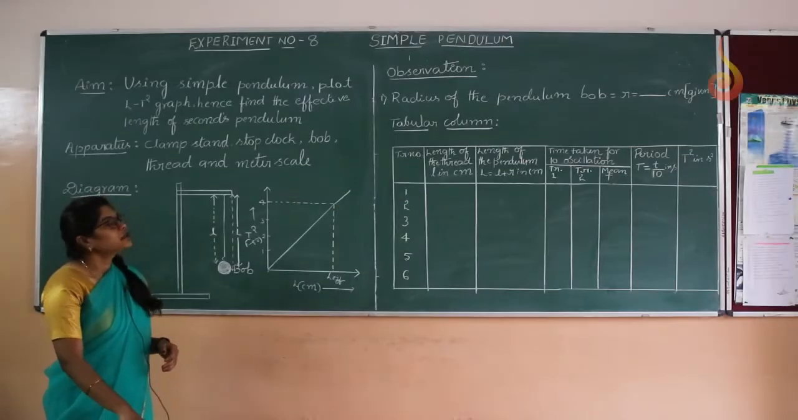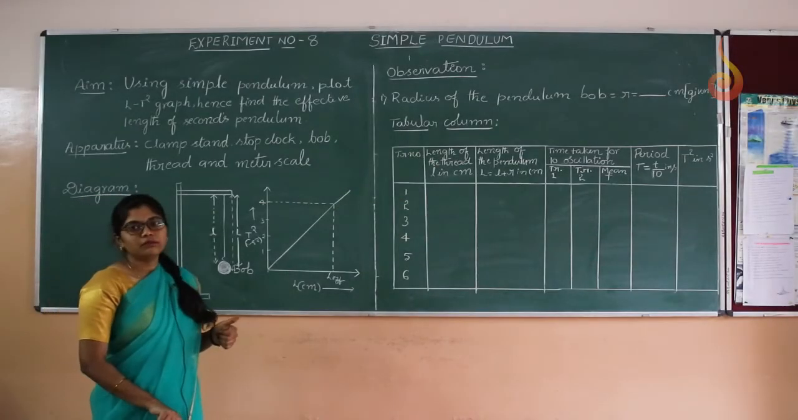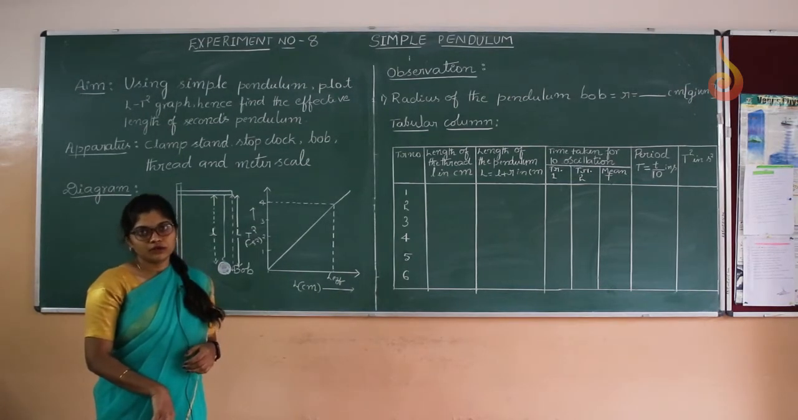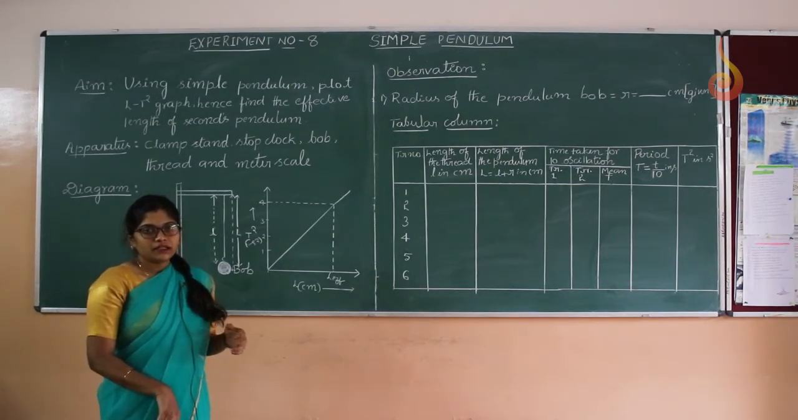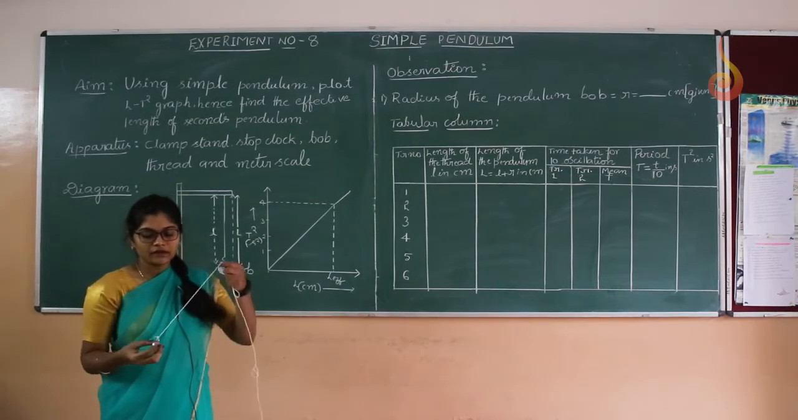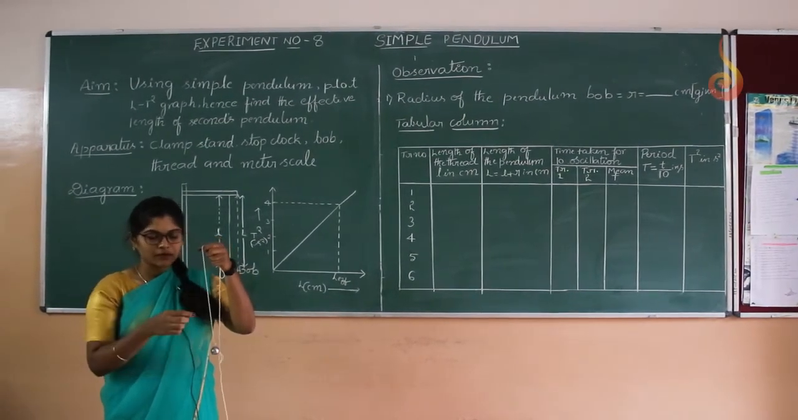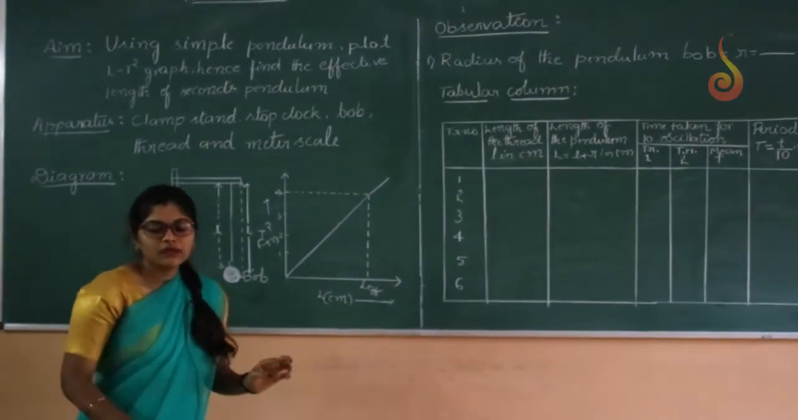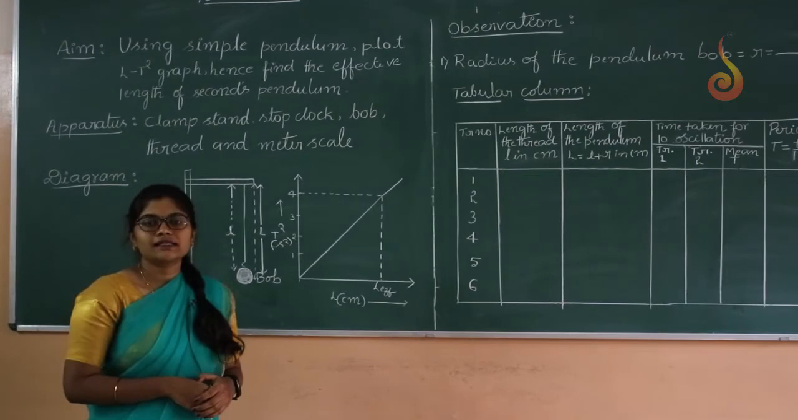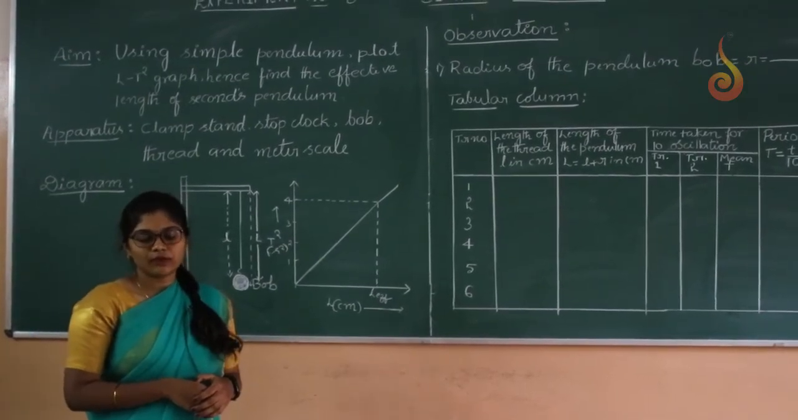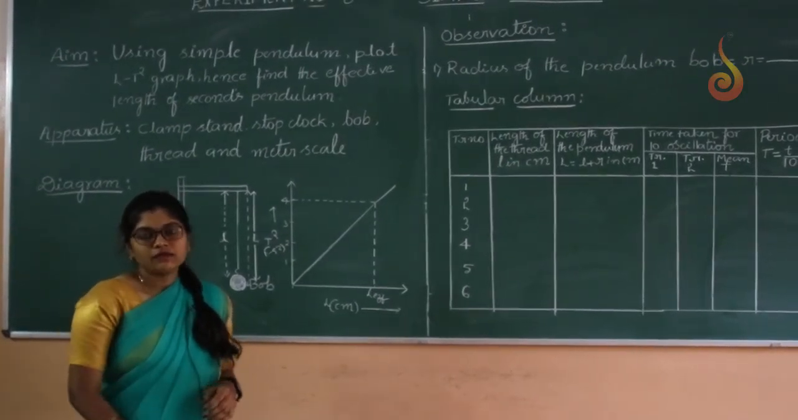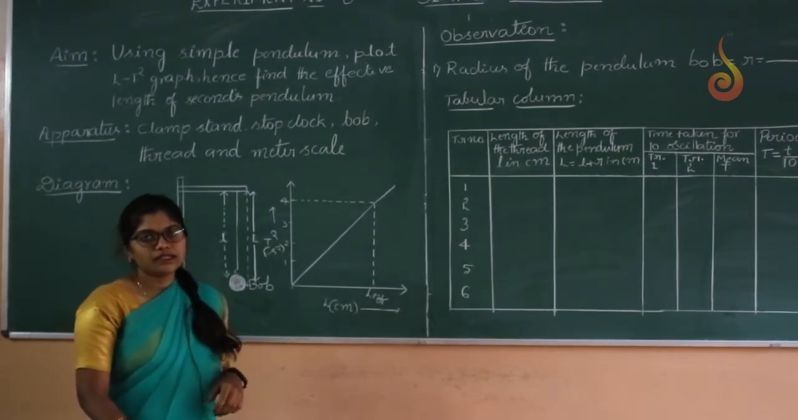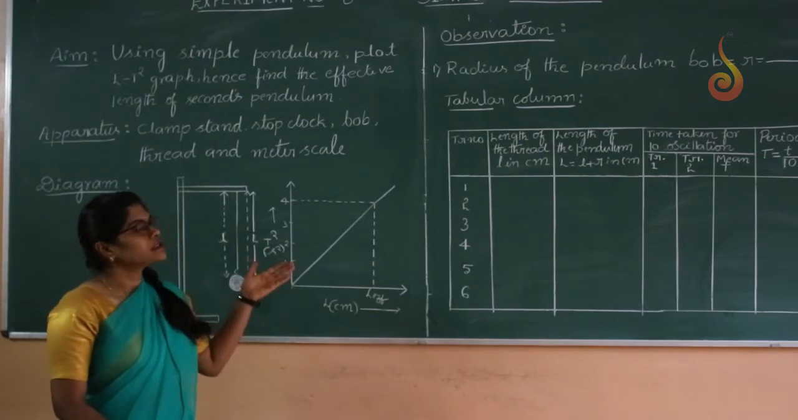Okay, the next experiment that we are going to start is about the simple pendulum. Simple pendulum is basically an example of simple harmonic motion. A simple pendulum is nothing but a pendulum bob fixed with a thread of some length. It exhibits simple harmonic motion, where the acceleration of the pendulum is directly proportional to the displacement from its mean position and acts in the opposite direction. This is basically the principle behind the simple pendulum.